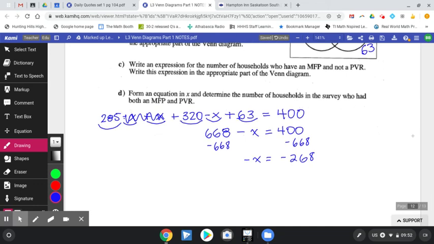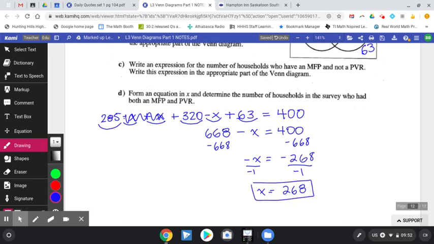So I want positive X, not negative X. So technically what I'm doing here is I'm dividing by negative 1. Always doing the same thing to both sides. X comes out to be positive 268.